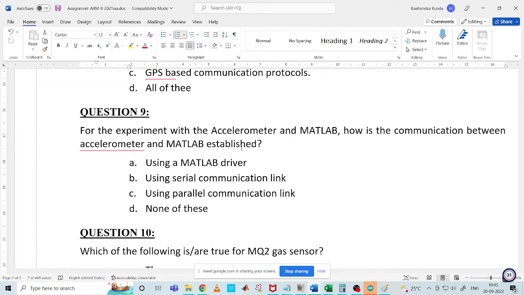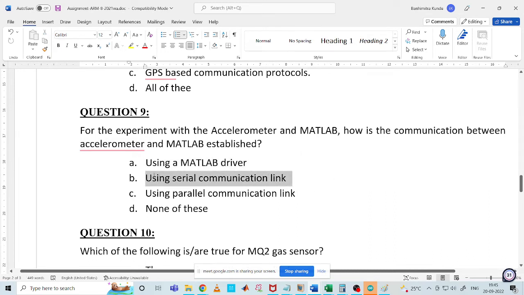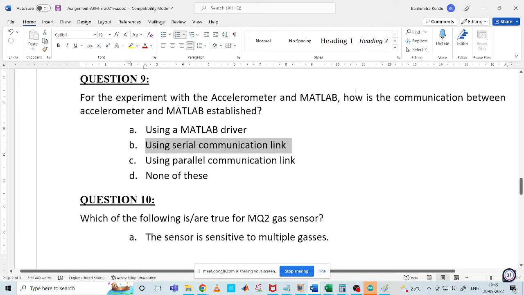Actually, what it says is that your accelerometer is connected to your embedded board, let's say to your Arduino. The Arduino takes the acceleration data from the sensor and sends it via serial to MATLAB. So the correct answer is using a serial communication link. The Arduino takes the data from the accelerometer and sends it through the serial communication link to a PC. I won't say it sends to MATLAB, it sends to the PC.